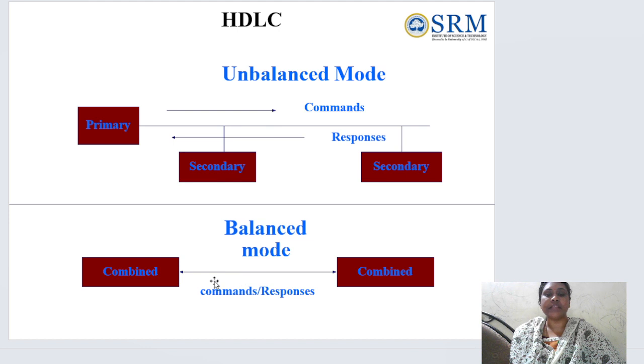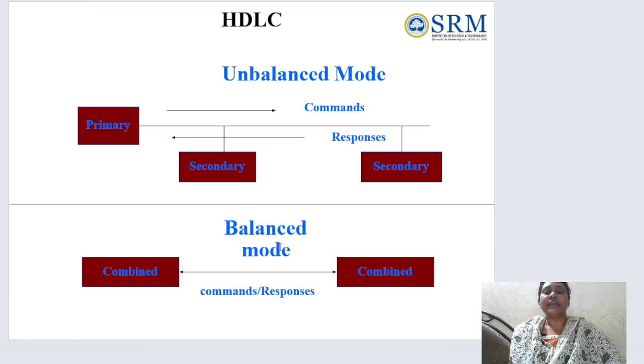The next one is the balanced mode. Here the combined station, which is both primary and secondary, can send information as a command or a response. Either one can take the turn and send the information, and the other station will respond or command at a time.